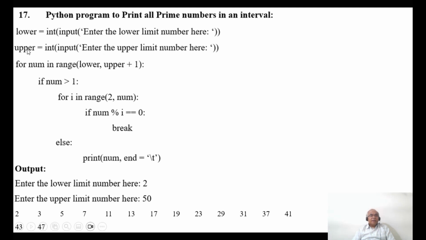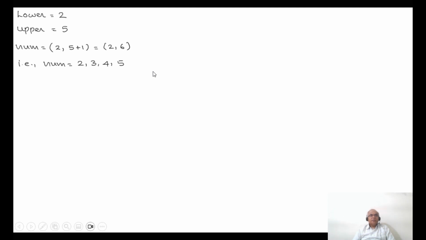So we are given lower and we have given upper. What is the num value? Lower comma upper plus 1. 2 comma 5 plus 1 becomes 6. So 2 comma 6. That's what we have shown here. 2 comma 6. What is the num? Total num will be 2, 3, 4, 5. I want to check that.